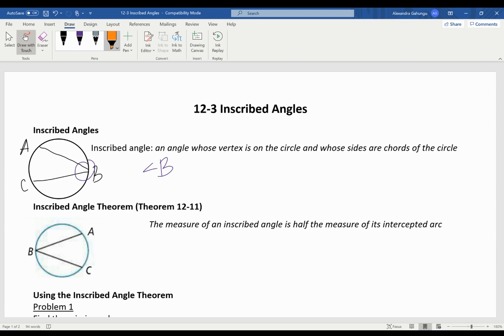And we're also going to use other language. We're going to talk about the intercepted arc. So the intercepted arc is the arc, this guy. Intercepted arc. Oof, that handwriting. So that's the arc that's basically cut off by those two chords.